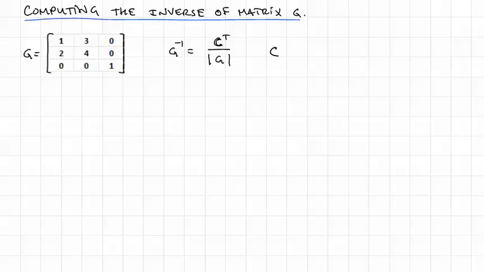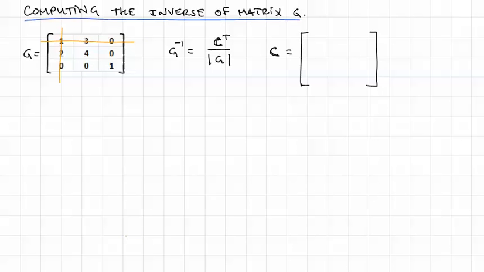And so what we're going to do this time is begin by evaluating the cofactor matrix. Remember that the cofactor matrix has in each position the cofactor of the ijth element of G. And the way we compute that, and I'll do this for the 1, 1 element, is we'll cross out the first row and the first column.